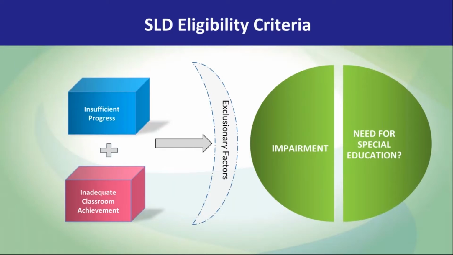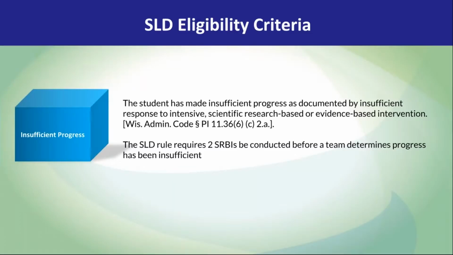Put differently, what we call that in the rule language is insufficient progress and inadequate classroom achievement. So you take insufficient progress, and you add it to inadequate classroom achievement. Once you get all that data, you put it through the lens of the exclusionary factors, right? Kind of like a flow through, like a car wash, I guess. I don't know if that's a good analogy or not. I just made that up right now. And then you determine whether or not the child meets the eligibility criteria for the impairment. And then second to that, whether or not, if they do, there's a need for special education services or specially designed instruction. So we're going to break this down a little bit in the time that we have, because that is why you're here today.